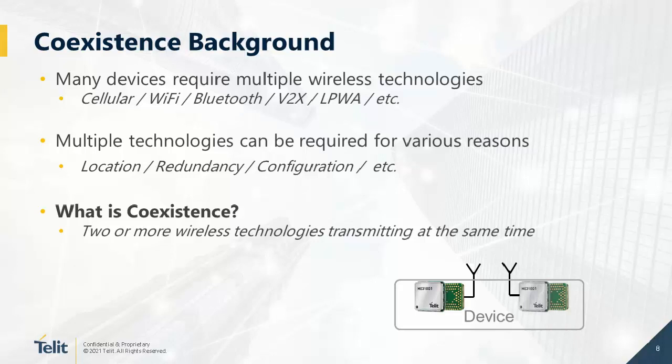And when we talk about coexistence, we're trying to talk about it from a regulatory perspective, okay? The way they define coexistence is when you have two or more wireless technologies transmitting at the same time. Just because your device may contain multiple wireless technologies does not mean that you have coexistence in terms of what the regulatory industry defines coexistence as. In order to have coexistence, you've got to be transmitting at the same time. And it's very important for us to understand.